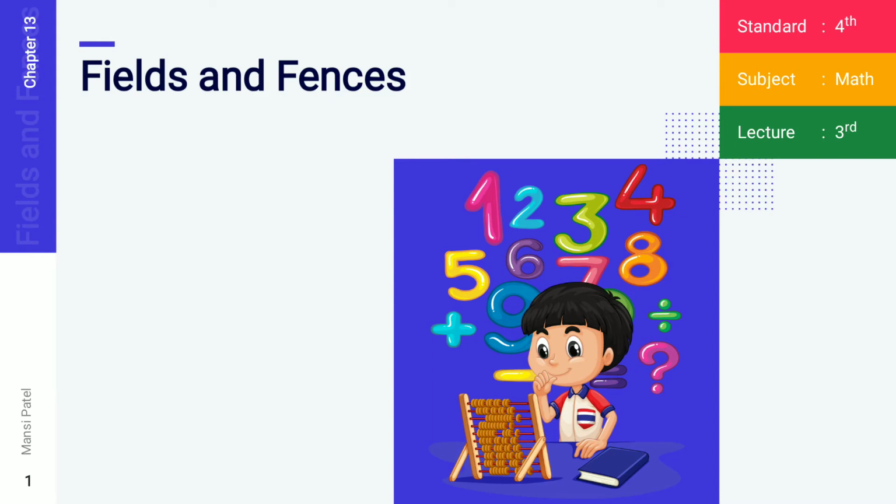Fields and Fences. In our previous session, we studied the meaning of fields, the meaning of fences, and after that how to find the perimeter of a square and the perimeter of a rectangle, as well as how to find the perimeter of a polygon, the shape which is not a square or rectangle.